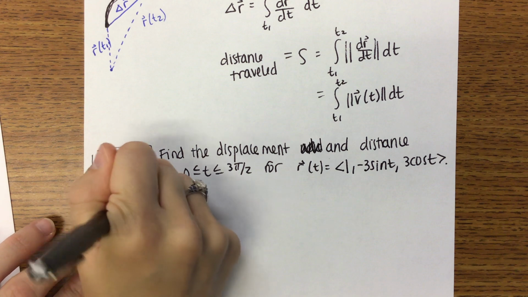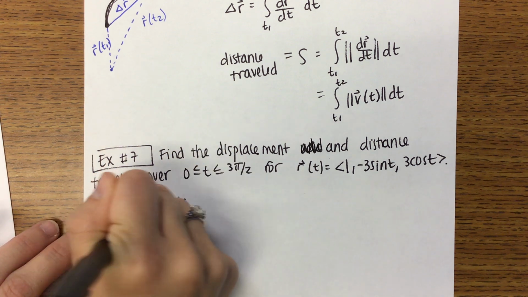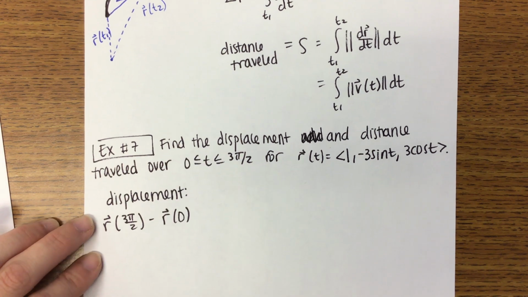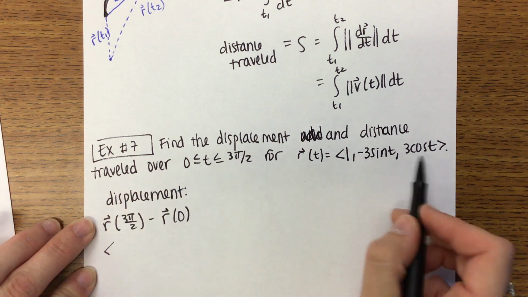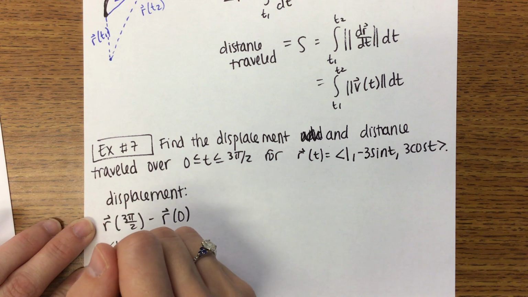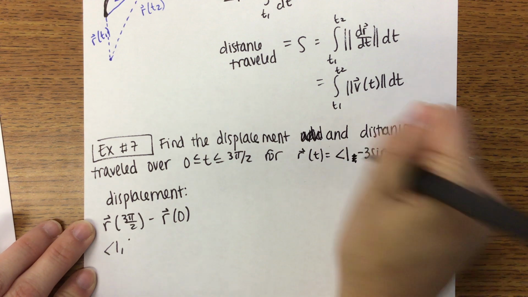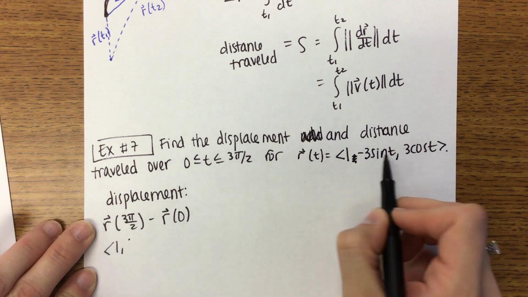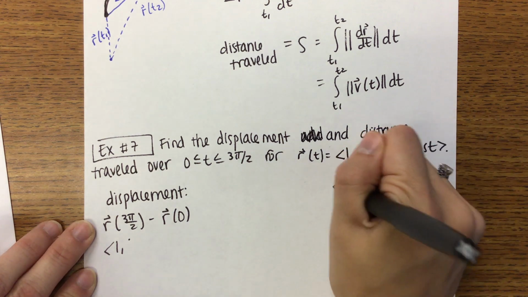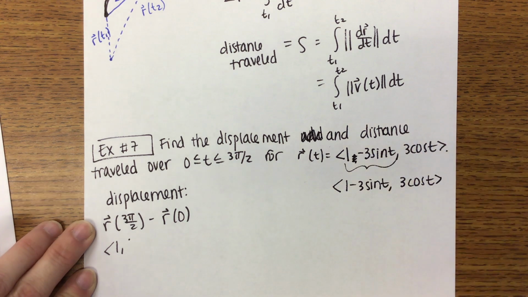Okay, if we do displacement first, we're going to take r of the end point, which is 3 pi over 2, and we're going to subtract r of the initial point, which is 0. I'm sorry, I miswrote this. This is a 1 minus 3 sine of t, so that's one component. That's really 1 minus 3 sine of t, comma, 3 cosine of t.